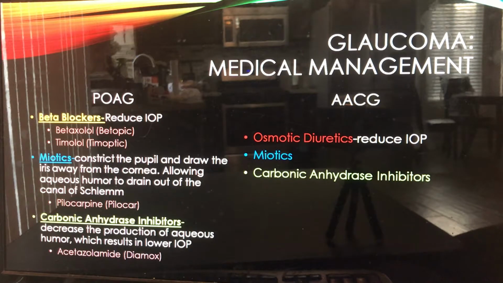And then with your closed angle, they're going to use osmotic diuretics such as mannitol. And they're still going to use the miotics and the carbonic anhydrase inhibitor. So the only difference between the two is with open angle, you're going to use a beta blocker. And with your closed angle, you're going to use osmotic diuretics.